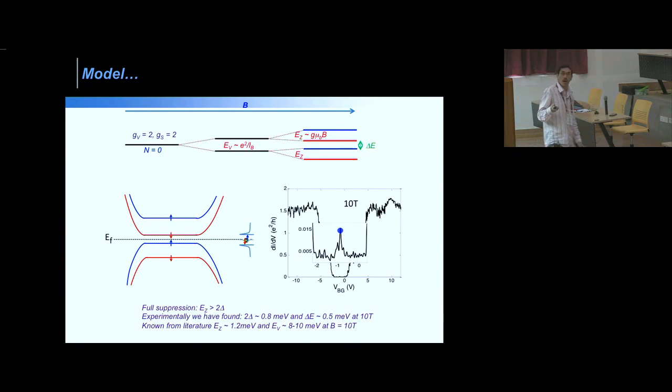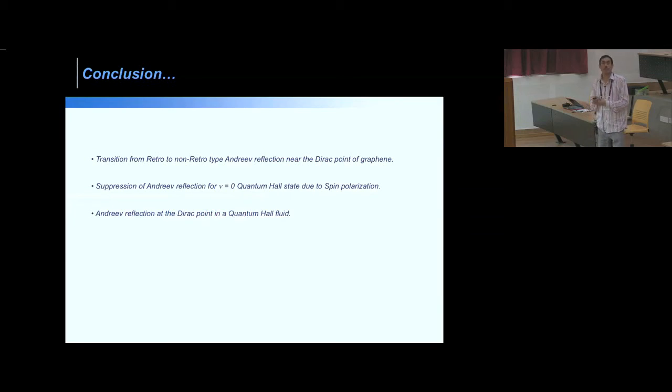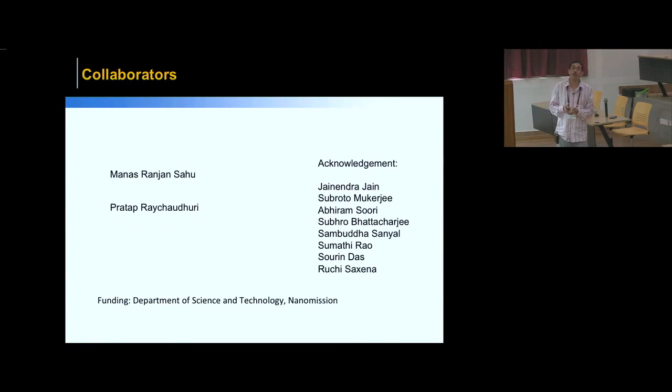So here I'll conclude. The first part of what I have shown is the transition from retro to non-retro type Andreev reflection near the Dirac point of graphene. We see suppression of Andreev reflection at the mu equals zero quantum Hall state due to spin polarization, and you also see that Andreev reflection at the Dirac point of a quantum Hall fluid is in fact specular Andreev. So by this, I will conclude my talk.